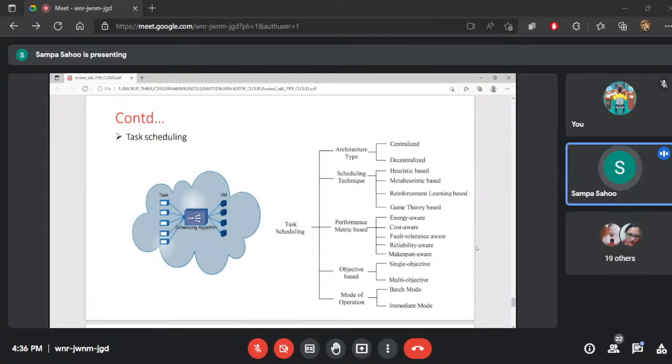In batch mode, what happens? A group of tasks will be scheduled to the VMs. Out of the incoming requests, different groups or batches will be formed, and one by one each batch will be assigned to the virtual machines. Whereas in immediate mode, as soon as the request reaches the cloud service provider, the task is immediately assigned to a virtual machine for execution.